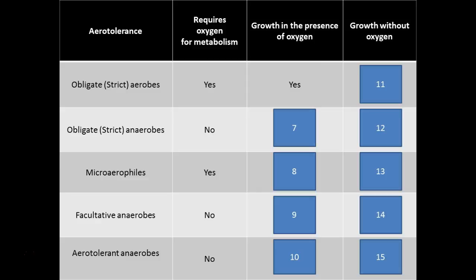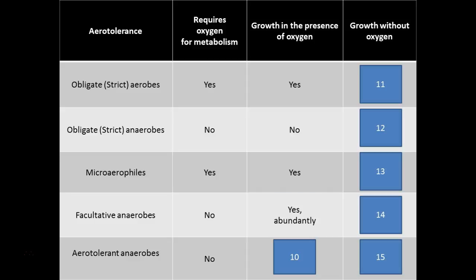Strict anaerobes. No, oxygen's too toxic, it will kill them. They don't have protection. Microaerophiles. Yes, but again, it has to be small amounts. Facultative anaerobes. Can they grow in the presence of oxygen? Yes, they can. And they actually will use it even, and grow abundantly. Aerotolerant anaerobes. Can they grow in the presence of oxygen? Yes. Aerotolerant, that part of their name says they can tolerate it. They have protection. But do they use it? No.